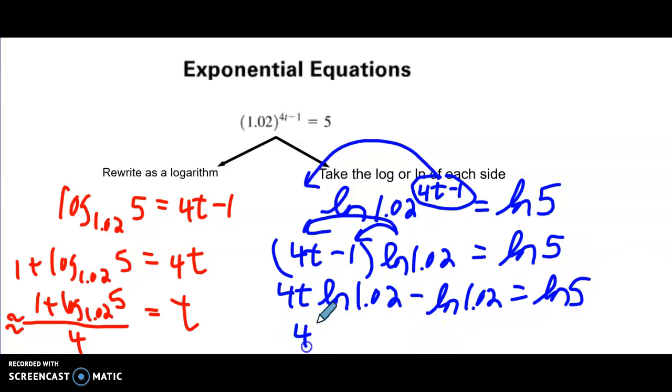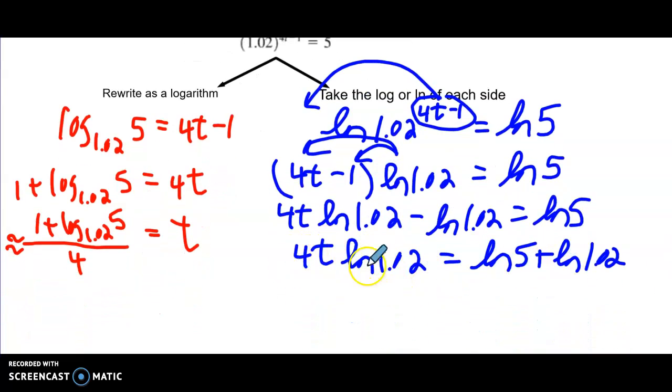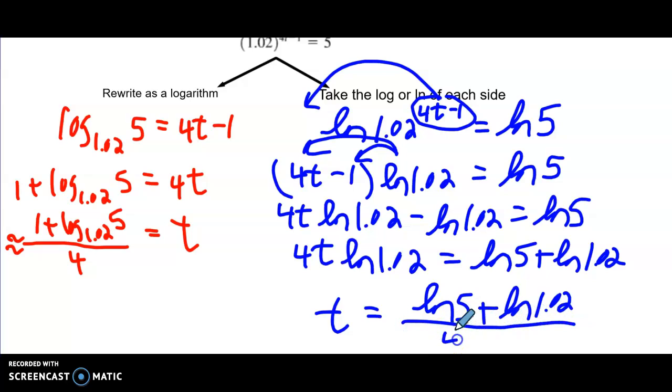I will add the natural log of 1.02 to the other side. Okay, and then divide by 4 natural log of 1.02. And I'll do that on my calculator. Okay, so let's go ahead and do this blue one on your calculator. Take natural log of 5 plus natural log of 1.02 equals, divide that by parentheses 4 natural log of 1.02.